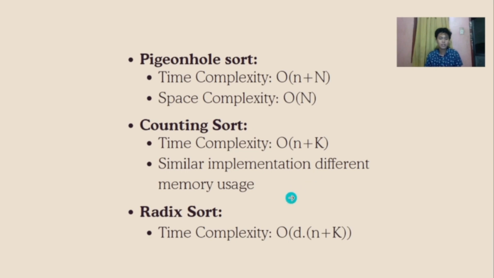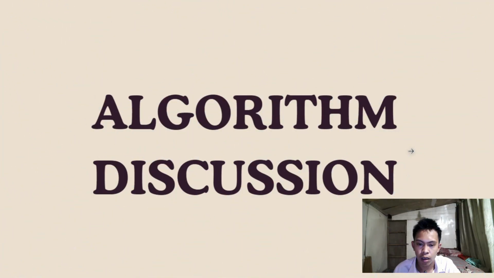Radix sort, time complexity O(d(n + k)). Sort a list of integers using radix sort to showcase the complexity with respect to the number of digits and value range in the dataset. Algorithm discussion of pigeonhole sort.